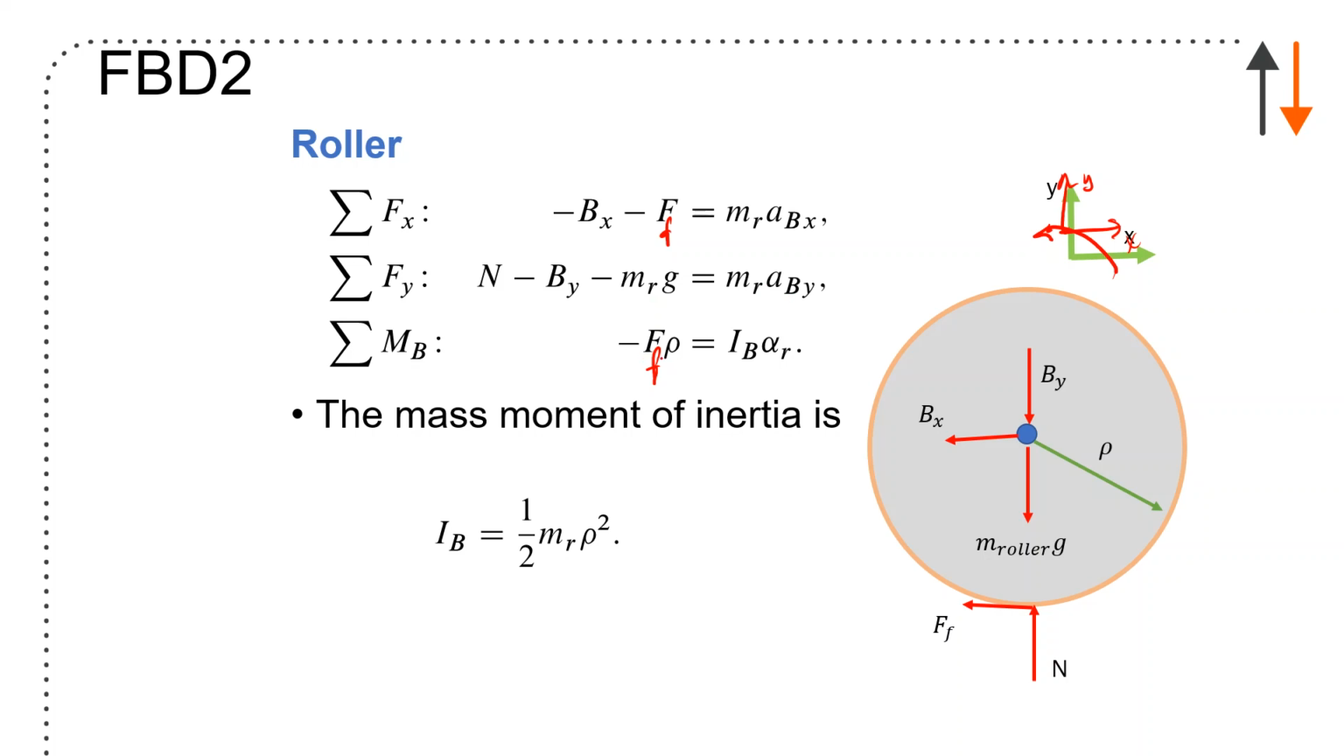Finally, I have the moment. The only thing that's causing a moment about point B, which is the center of mass, is the frictional force: minus F_F rho, the radius, equals I_B alpha_R. And I_B for a cylinder is 1/2 m r squared. Again, as you're going through the moments of inertia, you really have to remember some of these, and this is another one that's important.